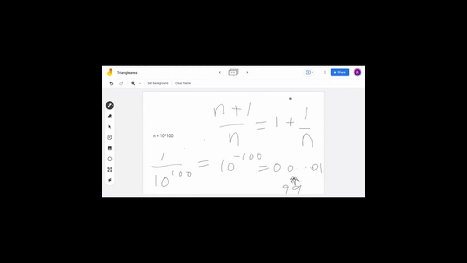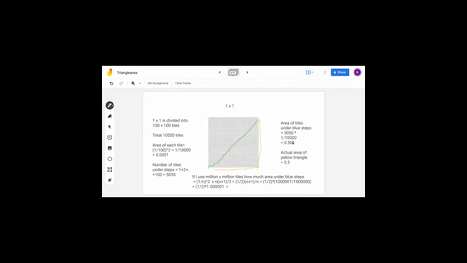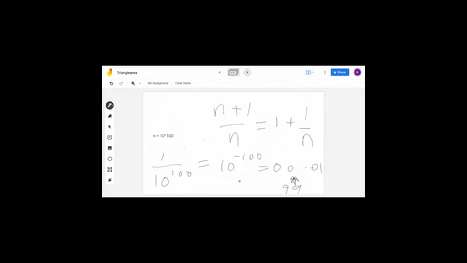Closer to the area of the triangle. Actually, remember the area of the triangle was half of n plus 1 divided by n. I've ignored the half. I'm ignoring the half here, so I'm just looking at this quantity, n plus 1 by n. The actual area is half of this. But this quantity will become close to what?